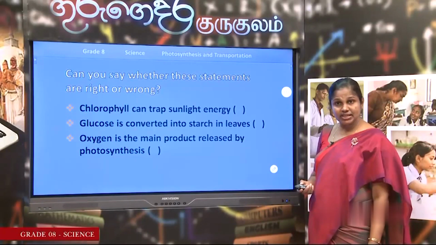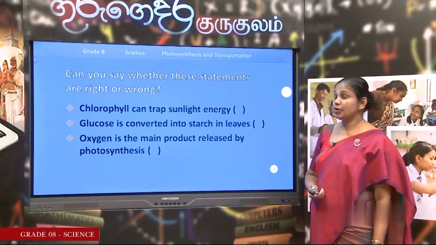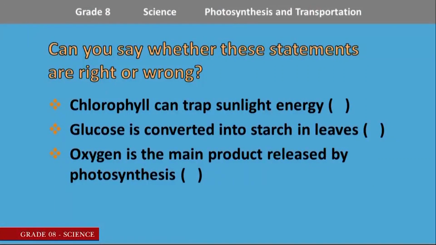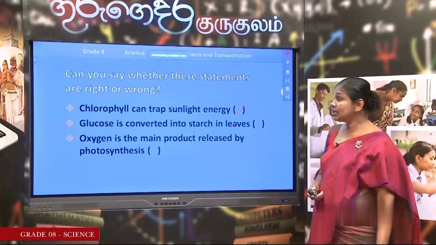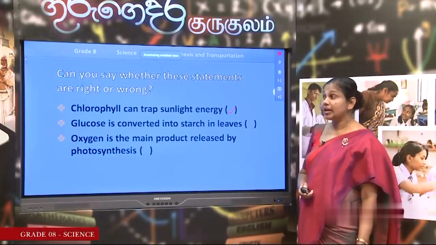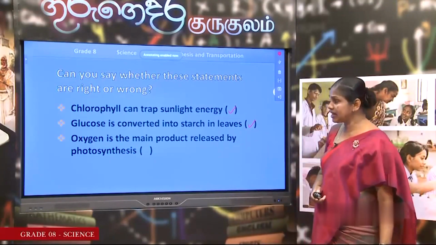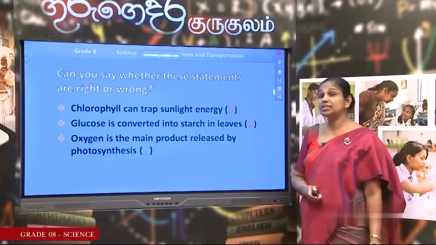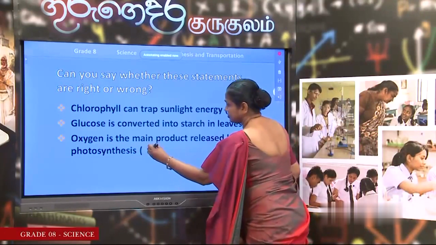Can you say whether these statements are right or wrong? See, chlorophyll can trap sunlight energy. Is it correct? Yes, it is correct. Glucose is converted into starch in leaves. Correct. Oxygen is the main product released by photosynthesis. Wrong.